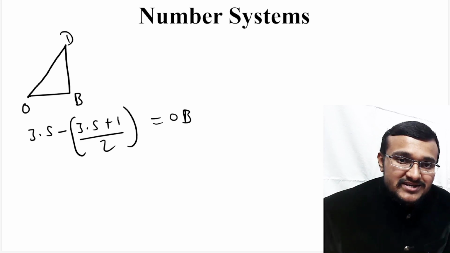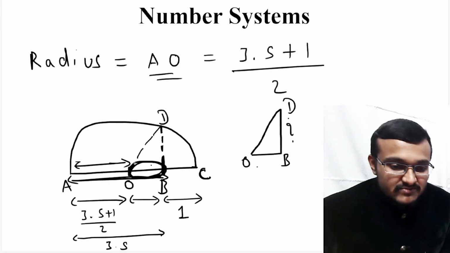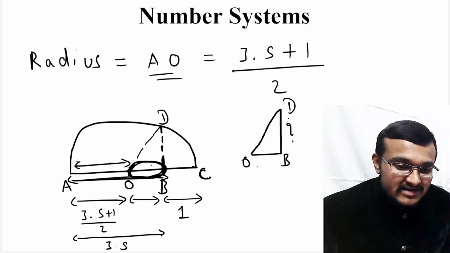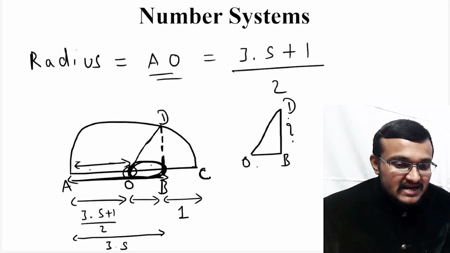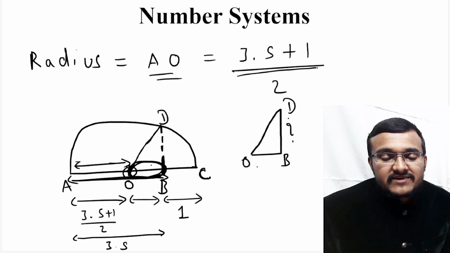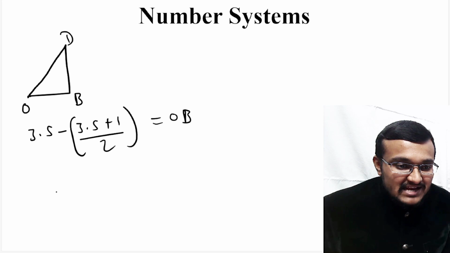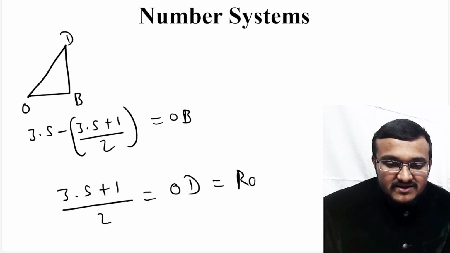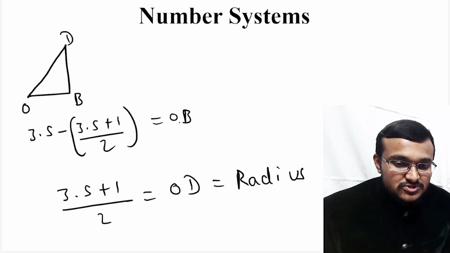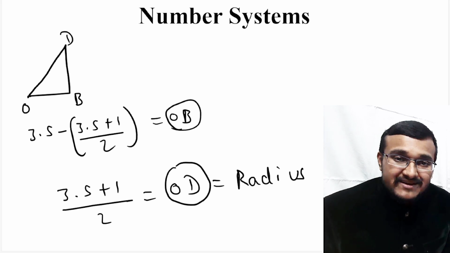And what is the hypotenuse? Here in the image you can see the hypotenuse is nothing but the radius of the semicircle. I am connecting O and D, that means I am connecting from the center of the semicircle to its circumference. So the radius of this semicircle is OD, and the radius is (3.5 plus 1) divided by 2. So OD is (3.5 plus 1) divided by 2, because OD is the radius of this semicircle. Now you have the OB value and the OD value, so now you can calculate this DB value.